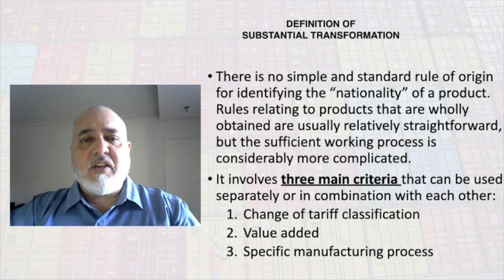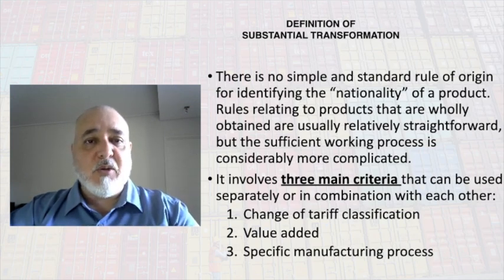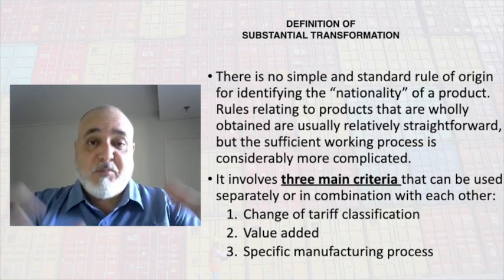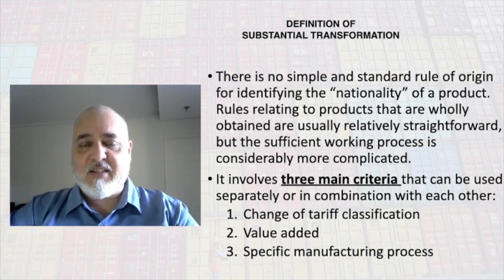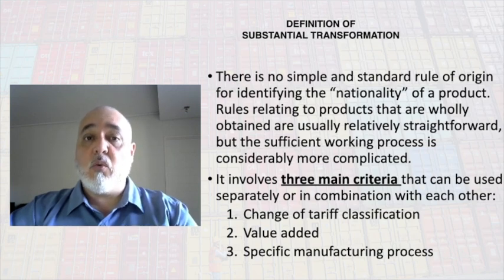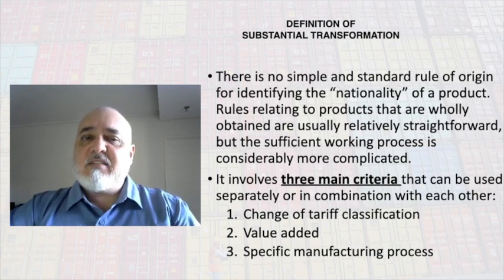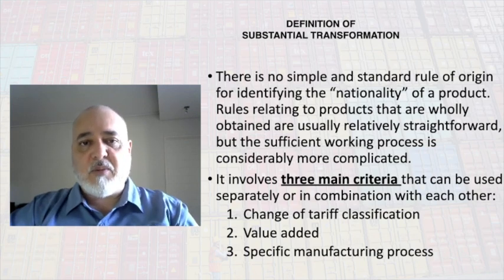In general, there is no simple and standard rule for determining the nationality of a product. While rules for products that are wholly obtained are usually straightforward, those relating to sufficient working or processing can be considered more complicated. The rules of origin define the method for determining in which country a product has undergone sufficient working or processing, or substantial transformation. As we mentioned before, there are three main methods or criteria that can be used separately or in combination to determine the substantial transformation.